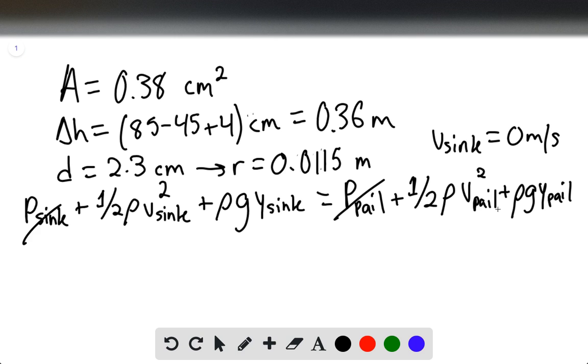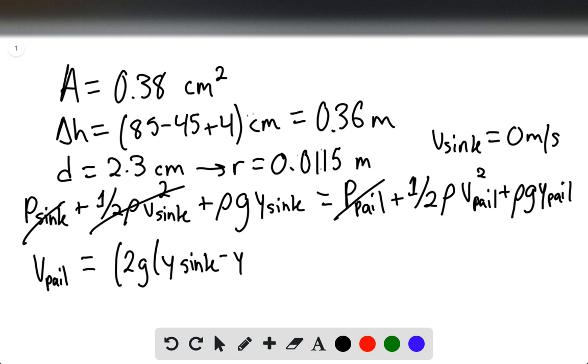So we can eliminate some of these variables. This pressure is going to be equal to this, so they are both going to cancel out since they're on either side. We know that the velocity of the sink is going to be 0, so this is eliminated, and we can now solve for the velocity of the pail here. So the velocity of the pail is simply equal to 2g times (y sink minus y pail) to the 1/2 power.